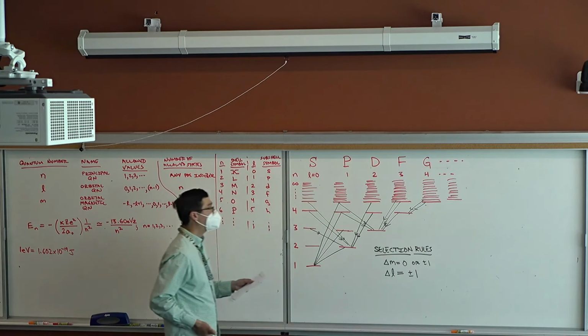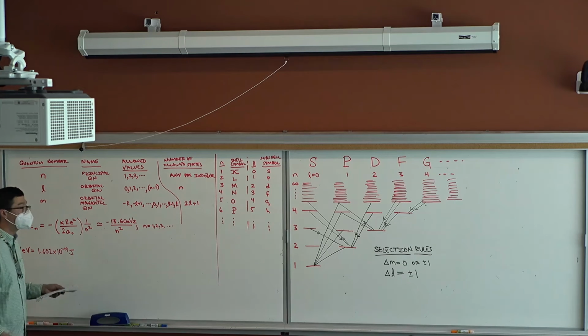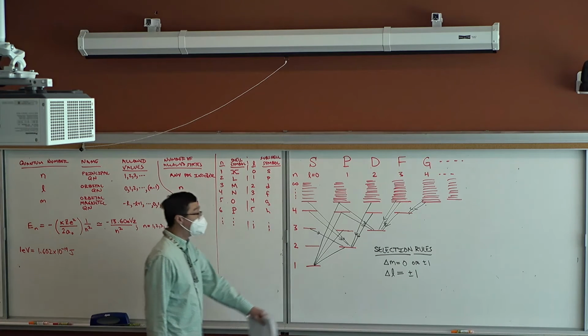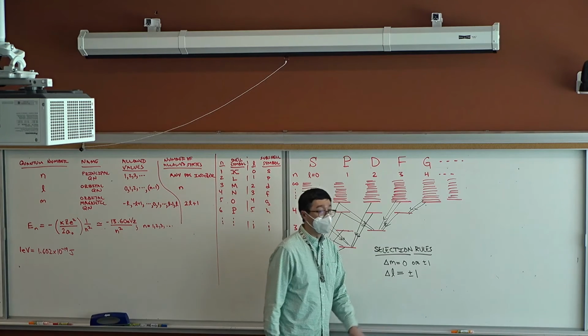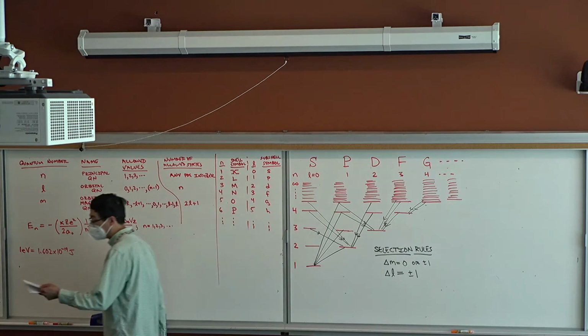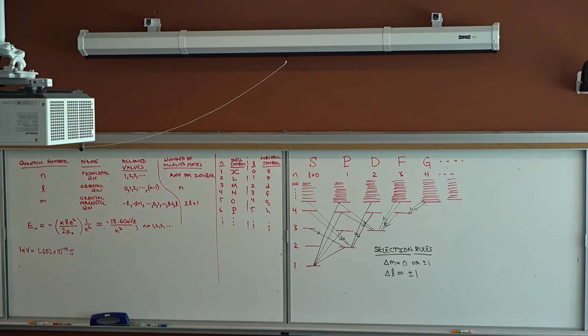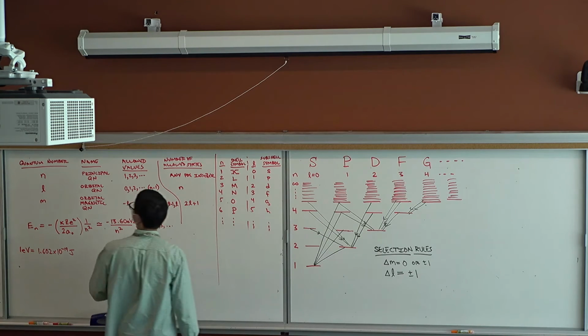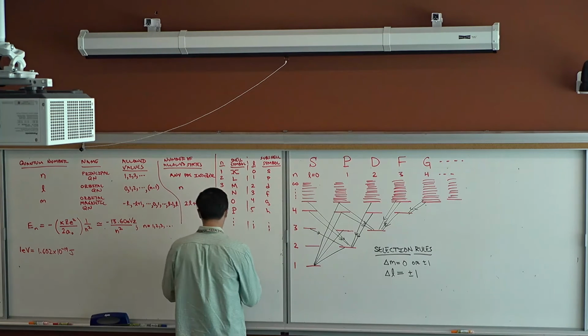So, selection rules for transitions. M is allowed to either not change or change by exactly 1. L must change by 1 in any transition. So let's see if we can make some headway with this.